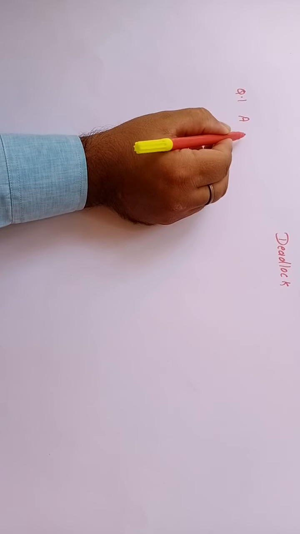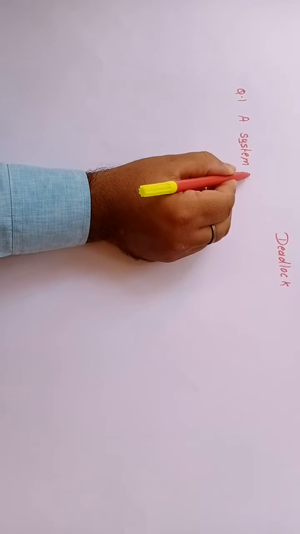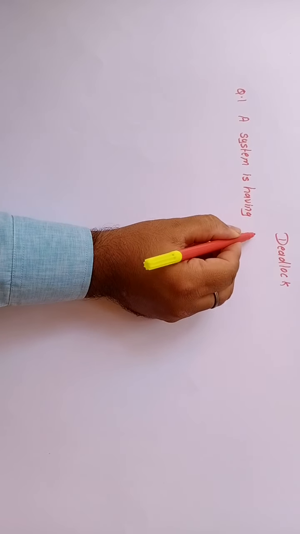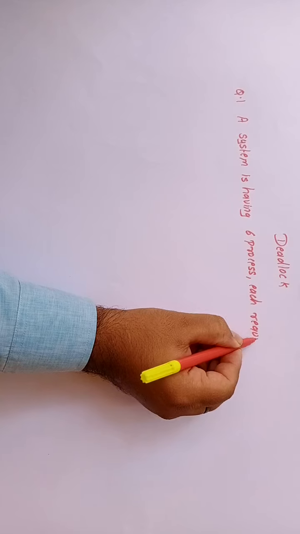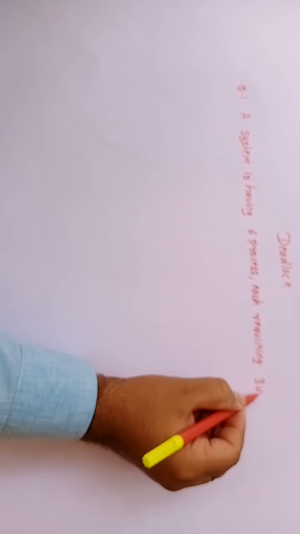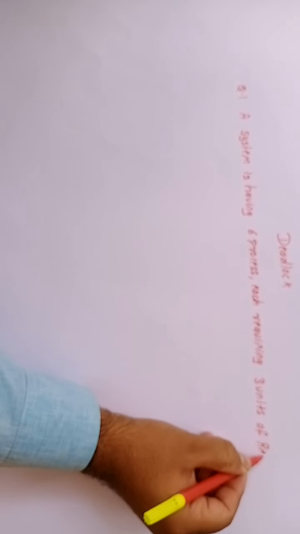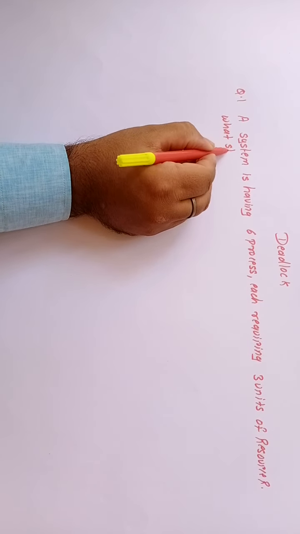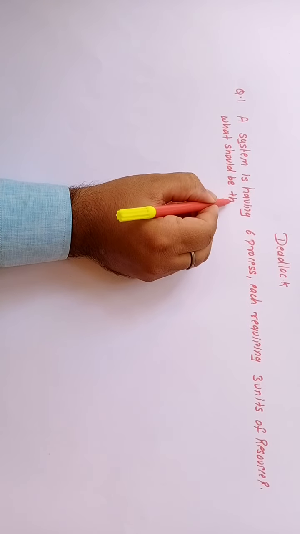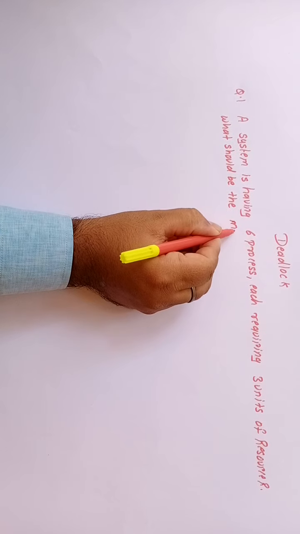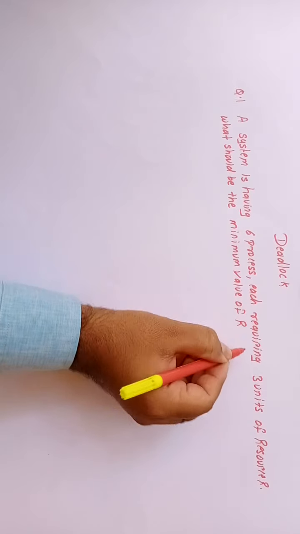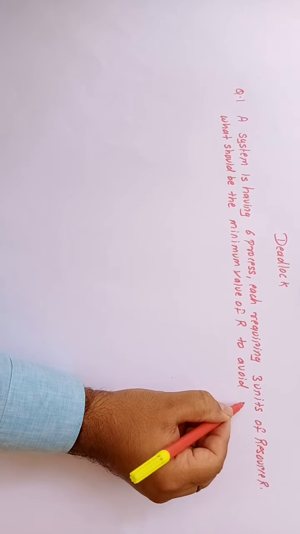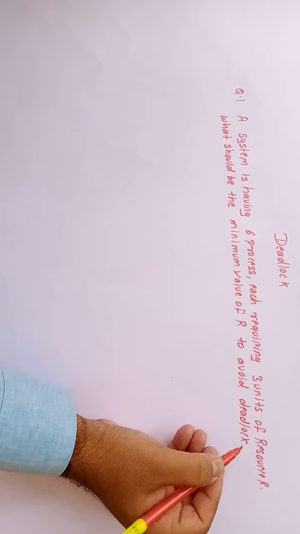First numerical: a system is having six processes, each requiring 3 units of resource R. What should be the minimum value of R to avoid deadlock? Solution.